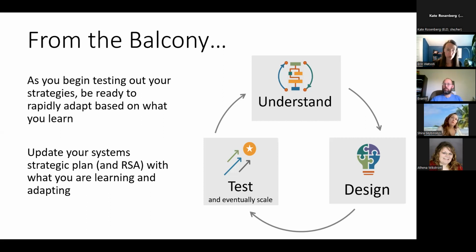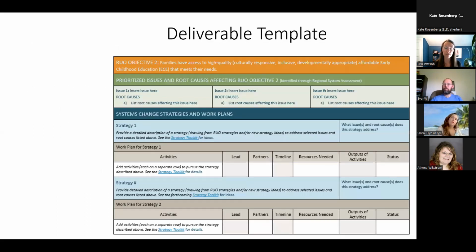Okay, so getting really practical, here's that deliverable template that we co-designed like 5 months ago. They changed the colors, but it's the same thing. So here's where it goes. You put your priorities from the RSA into the green bit. You just copy and paste them in. I think all of you most likely have some priorities at this point.